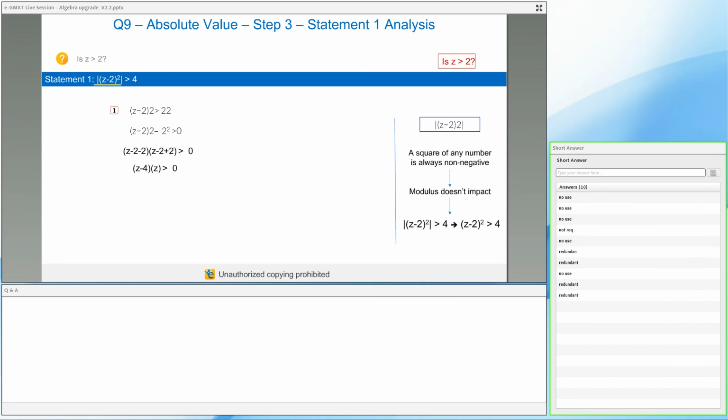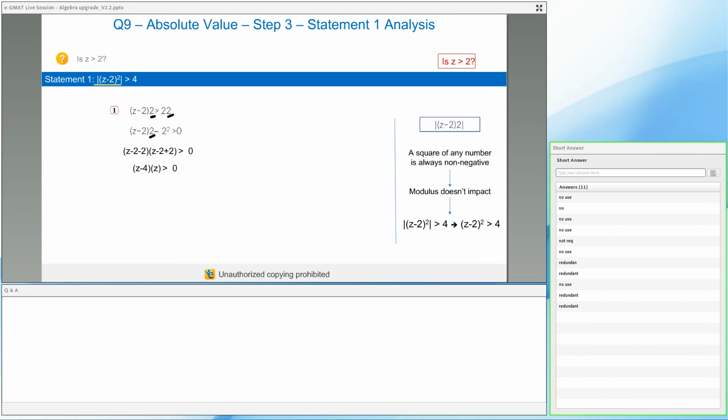I can bring the 4 to the other side and write it as 2 square, and then I can use the formula of A plus B into A minus B, which is A square minus B square. So if any of you are getting confused, please keep in mind that this 2 is whole square. Okay, there's a typo here. This is whole square, this is whole square. Okay, this is 2 square, Z minus 2 square.